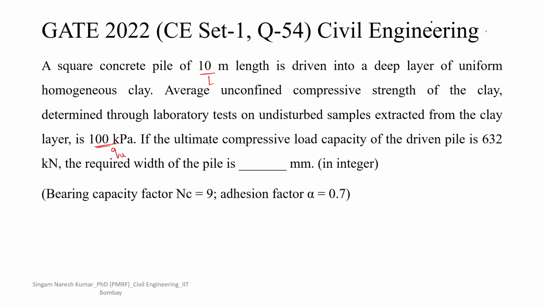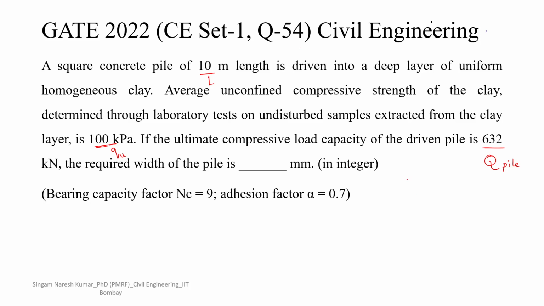If the ultimate compressive load capacity, let us say Q of the pile, is 632 kN, now we have to find out the width of the pile. First of all, you need to know how that pile looks, a square concrete pile. Then we can understand what the width of the pile is here. So let's see the figure first.